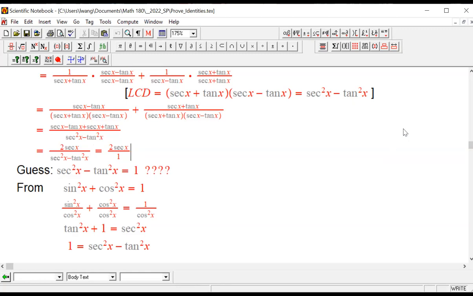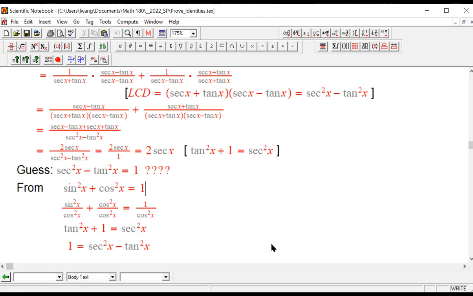You certainly can tell the reader that you know this formula. You can tell the reader, hey, I know this formula, or you derive this formula. And it's proved. It's proved, 2 times secant x, of course.